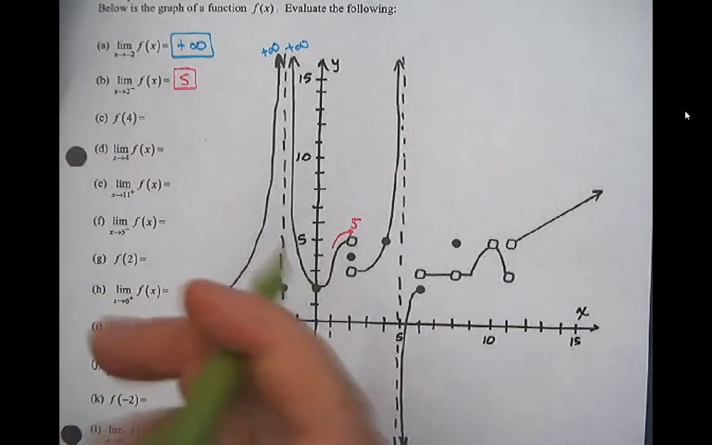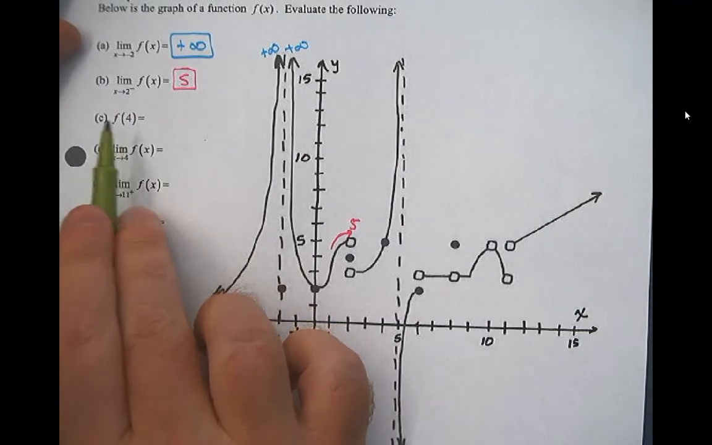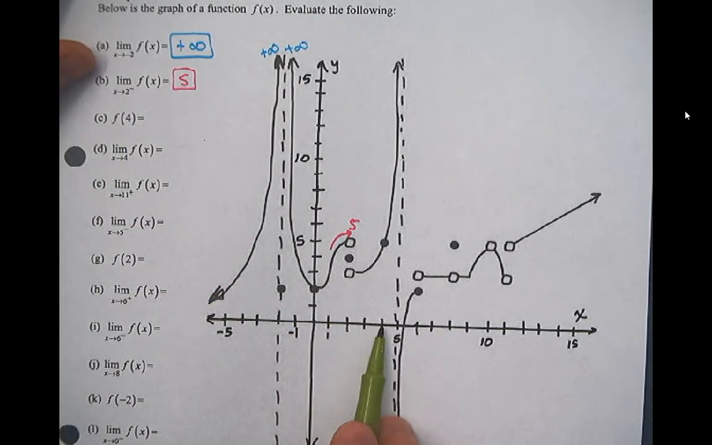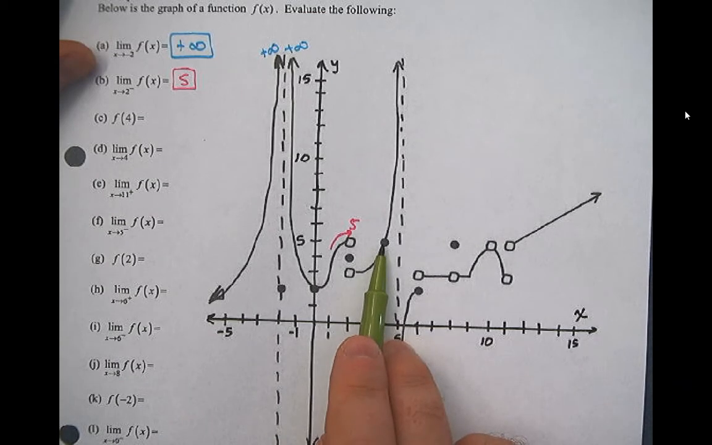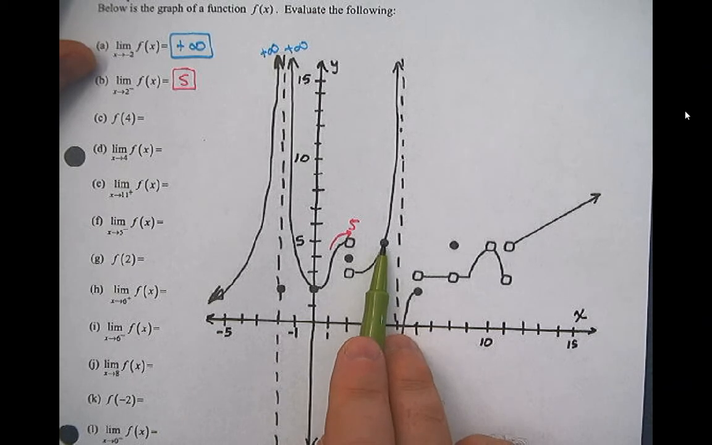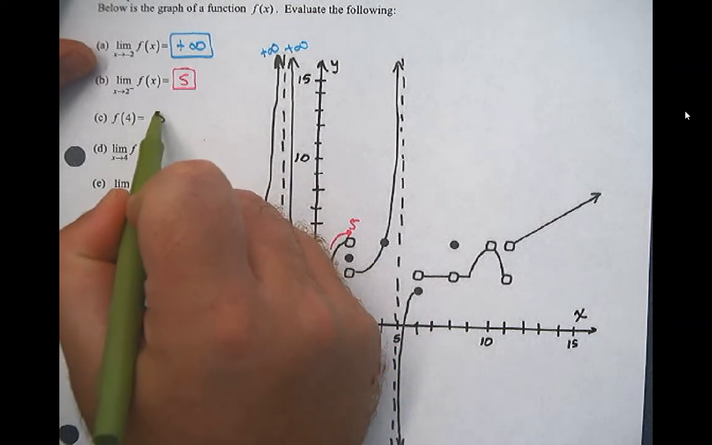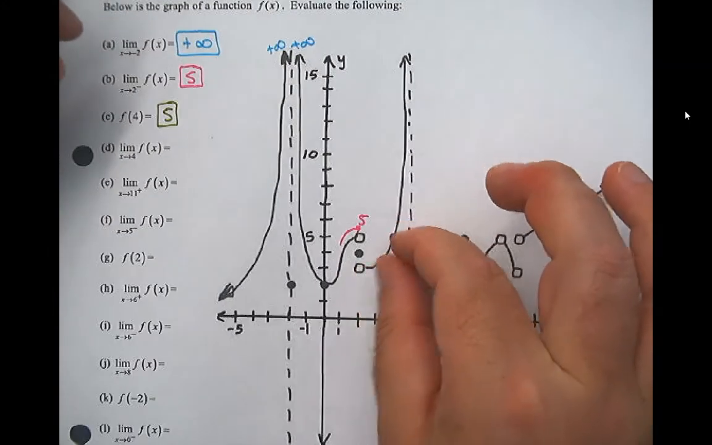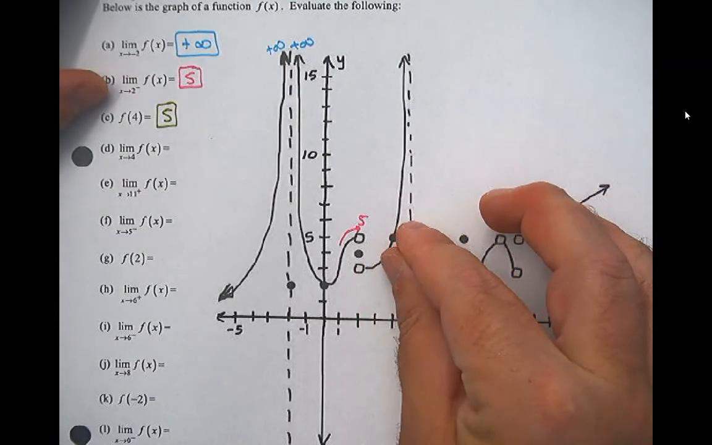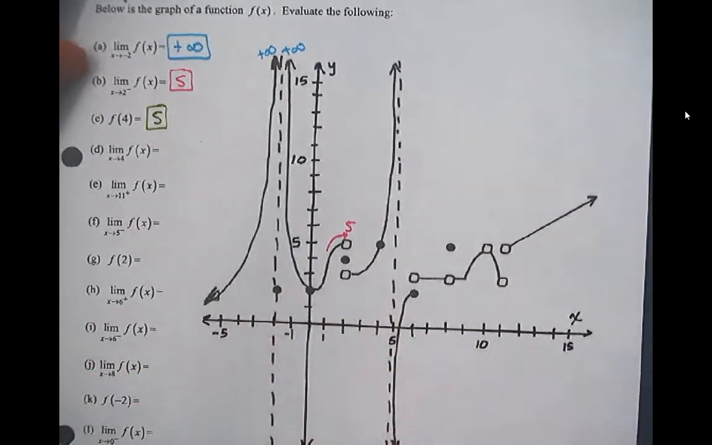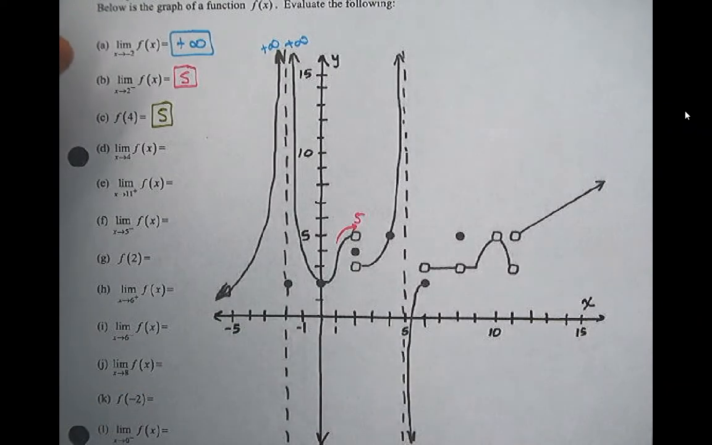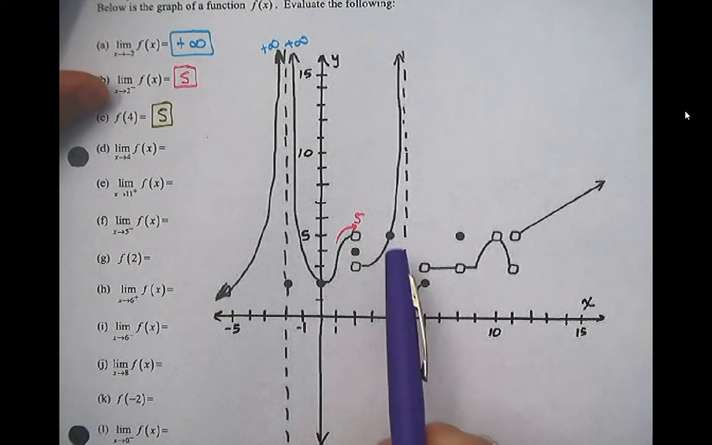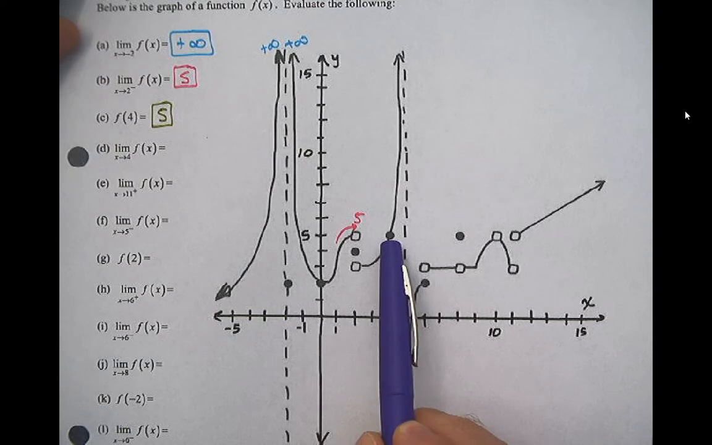f of 4. Now this is saying what's actually happening when x is 4. So I would go to where x is 4. I would trace up wherever the graph is or whatever the graph is doing at 4. That's going to be my answer. So the graph is at a height of 5 when x equals 4. It doesn't matter that the two branches met. It only matters that they're actually at that height.